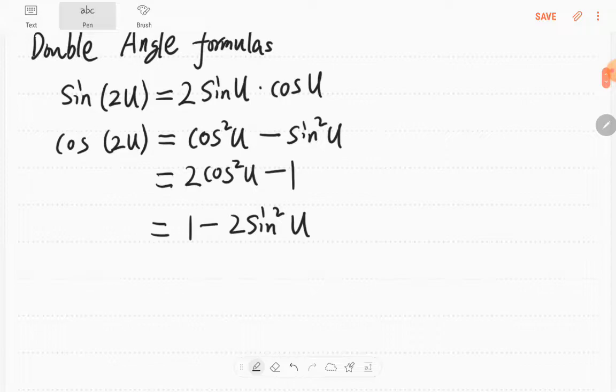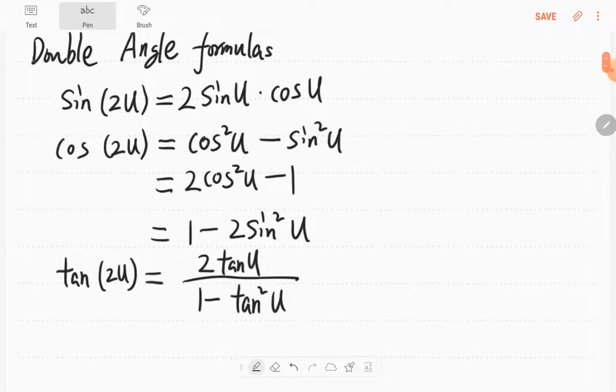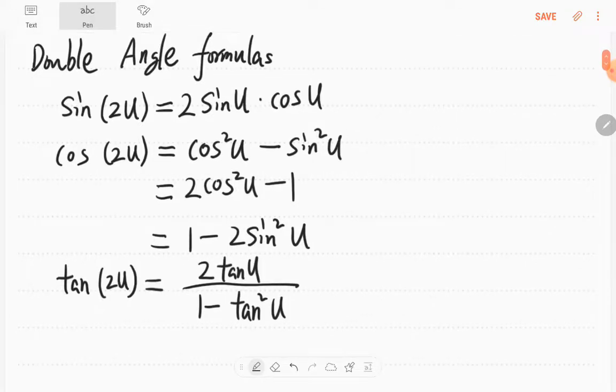And tangent 2u, the same thing. Treat 2u as u plus u, and you can get this formula: 2 tangent u over 1 minus tangent square of u. This is called the double angle formula.